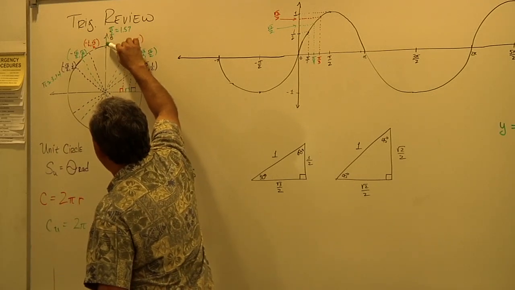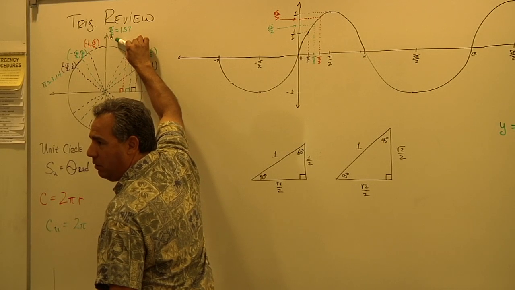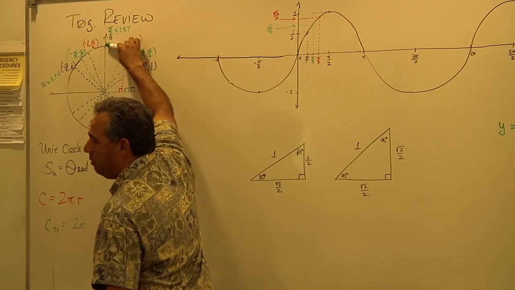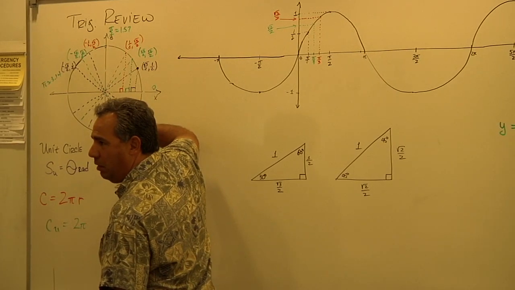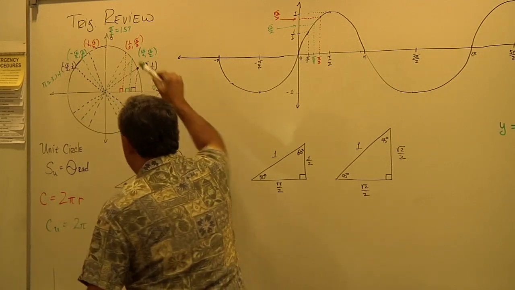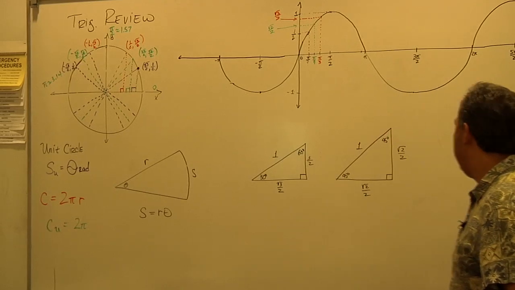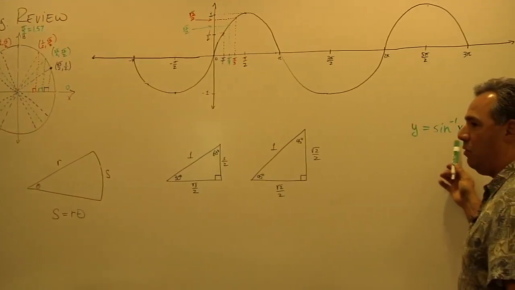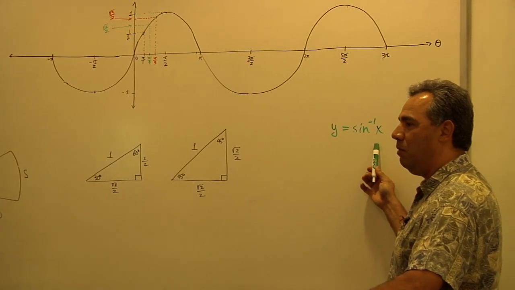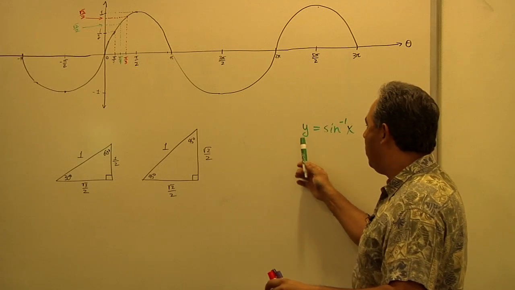Let's do it this way. The sine represents the y value on the unit circle, right? And at most, sine can be 1, right? At the least, sine can be negative 1, right? That's the range of the sine function. This is an inverse function, so what's the domain of this function? The domain of the inverse sine function is negative 1 to 1, right? Okay. And then what was the range?